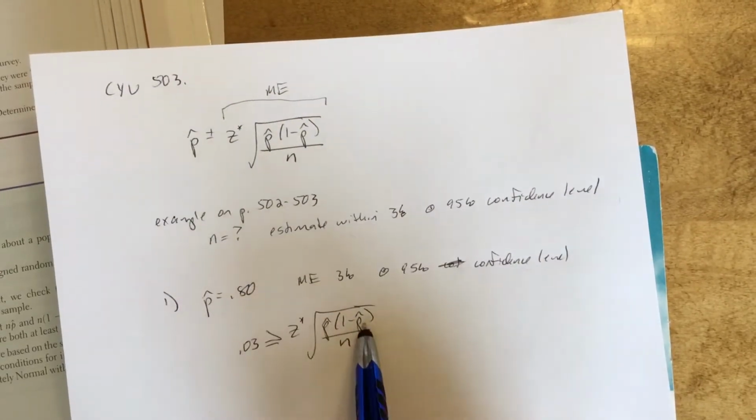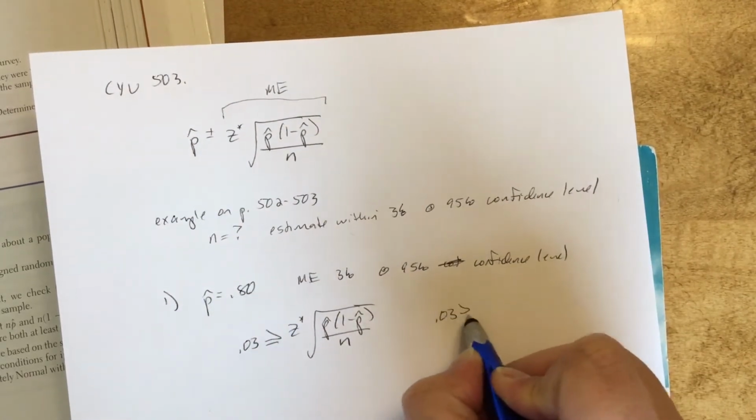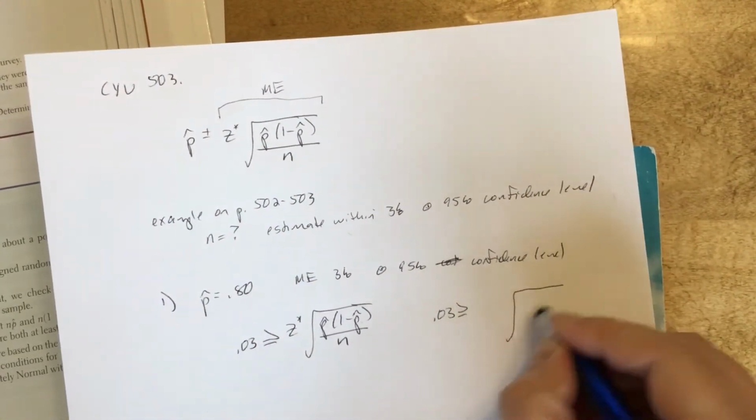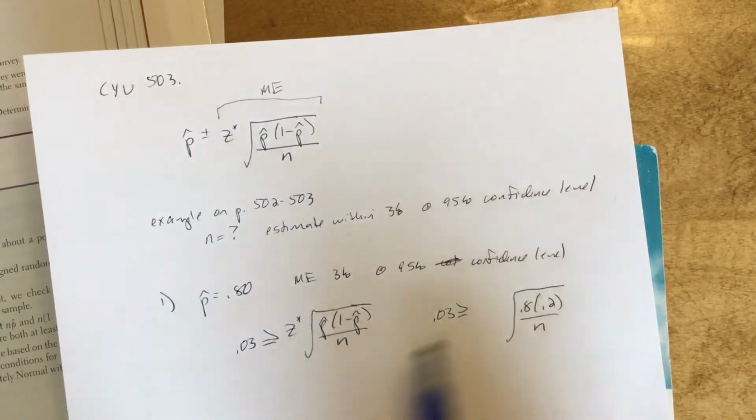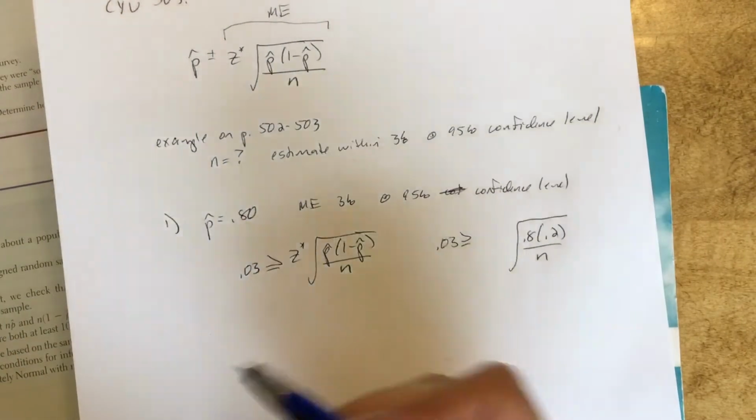We're going to use 0.8 for our p-hat, so 0.03. I'm going to leave space for that critical Z. So we have to figure out our critical Z, and I know the example showed you how to do it, but I'm going to do it with you anyway, okay?